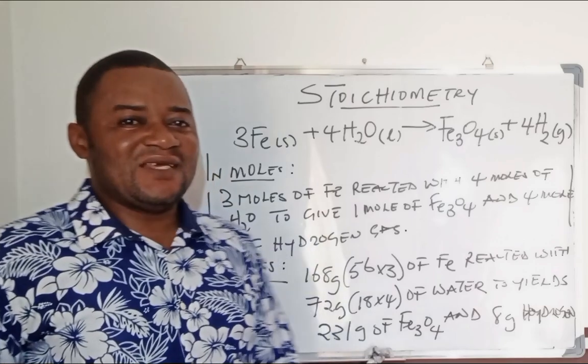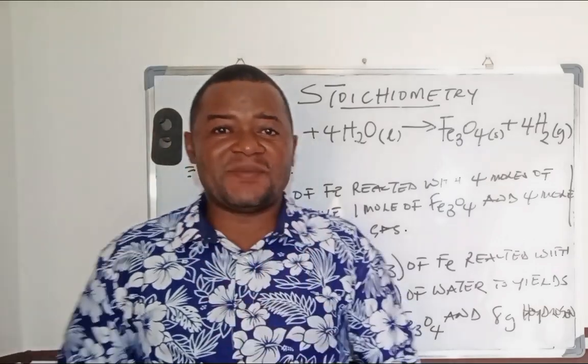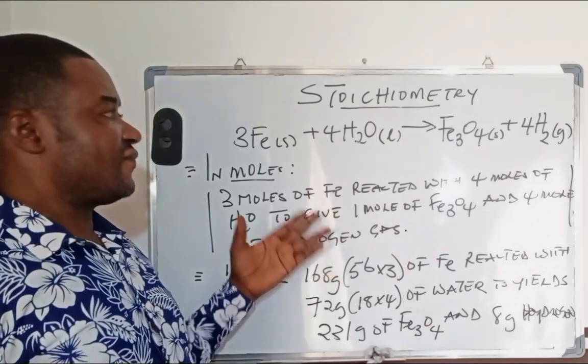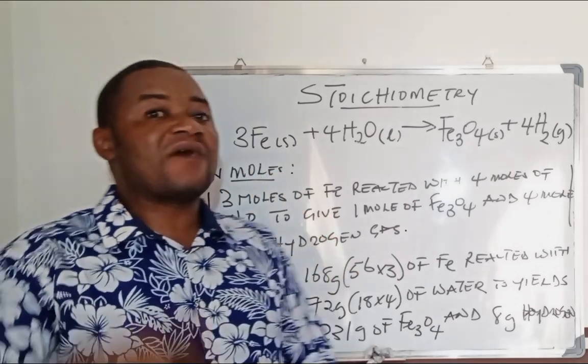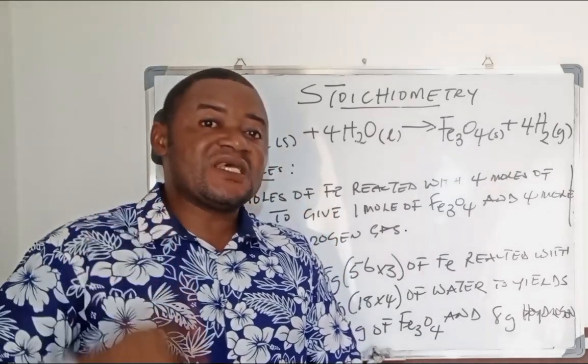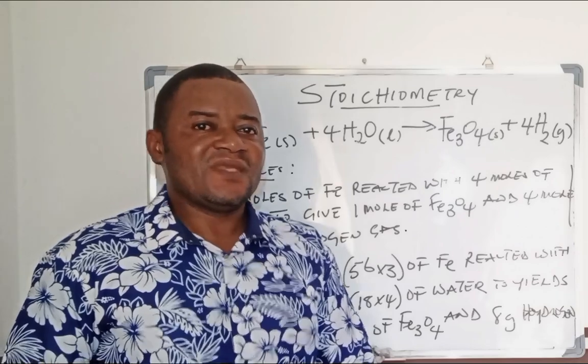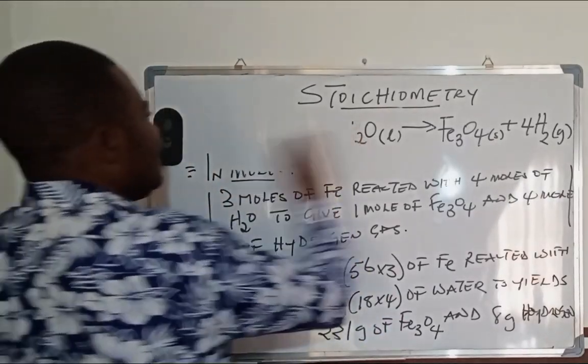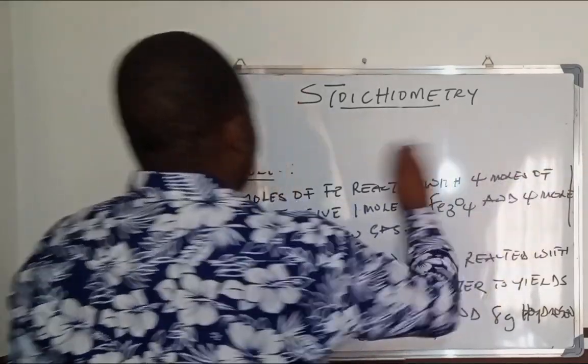Now I'm sure that today you have understood what stoichiometry is all about and how we can determine stoichiometry from a particular chemical reaction. And remember that that reaction must be a balanced equation. Now let us take a look at another one very briefly.